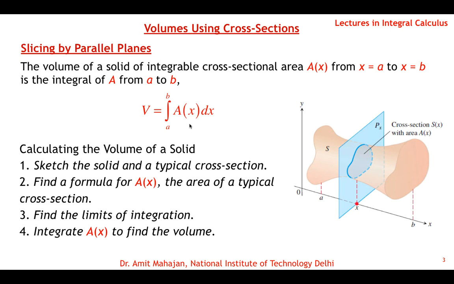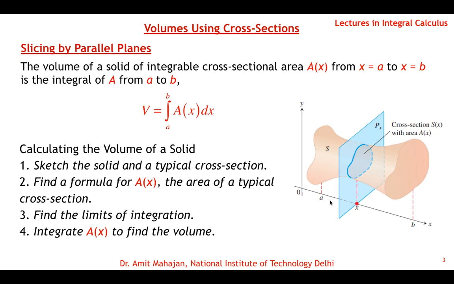So you need to just do these four simple steps. First, sketch the solid and see what the typical cross section is. Okay, and find the formula for the cross section, which is A(x). Okay, and then find the limits. Okay, the limits of x, from what point to what point.